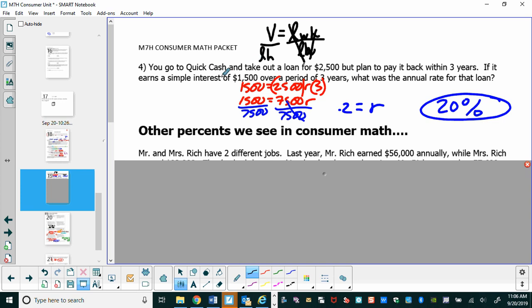So with places like this, again, they're not necessarily super established banks. They're probably going to charge higher interest rates like the 20%.